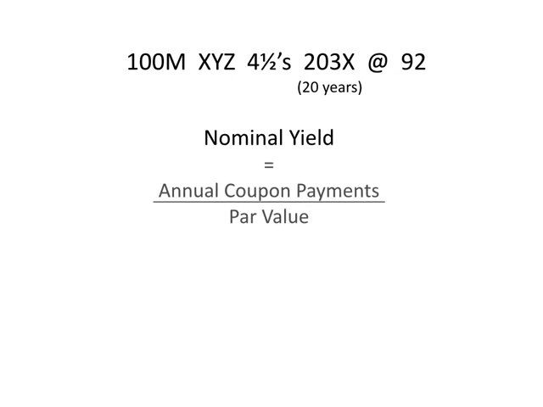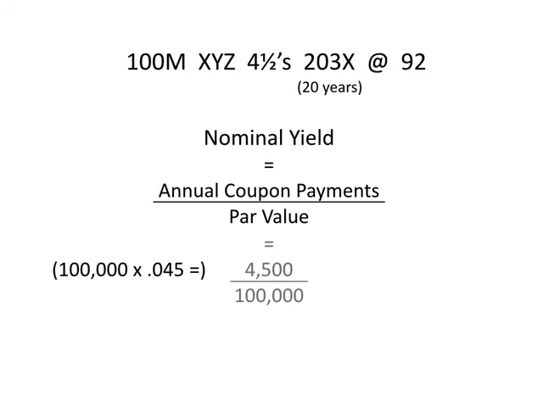To compute the nominal yield, divide the annual coupon payments by the bond's par value. For the XYZ bond, first compute the annual coupon payments by multiplying the 4.5% coupon rate, 0.045 in decimal terms, by the $100,000 par value, resulting in annual coupons of $4,500. Then divide the $4,500 of annual coupon payments by the $100,000 par value to find a nominal yield of 4.5%, which is the same as the coupon rate, as it should be, as nominal yield and coupon rate are synonymous phrases. So the nominal yield expresses the coupon payments as a percent of the par value.